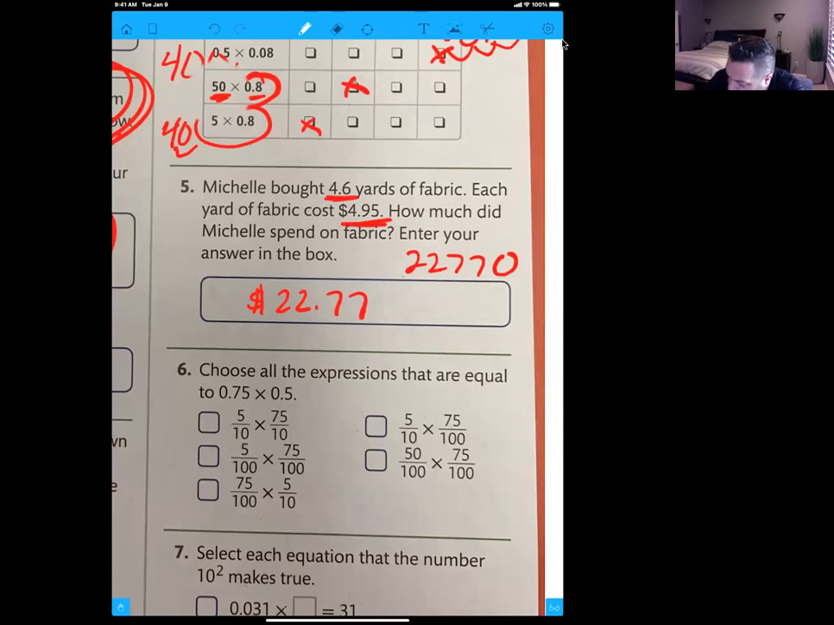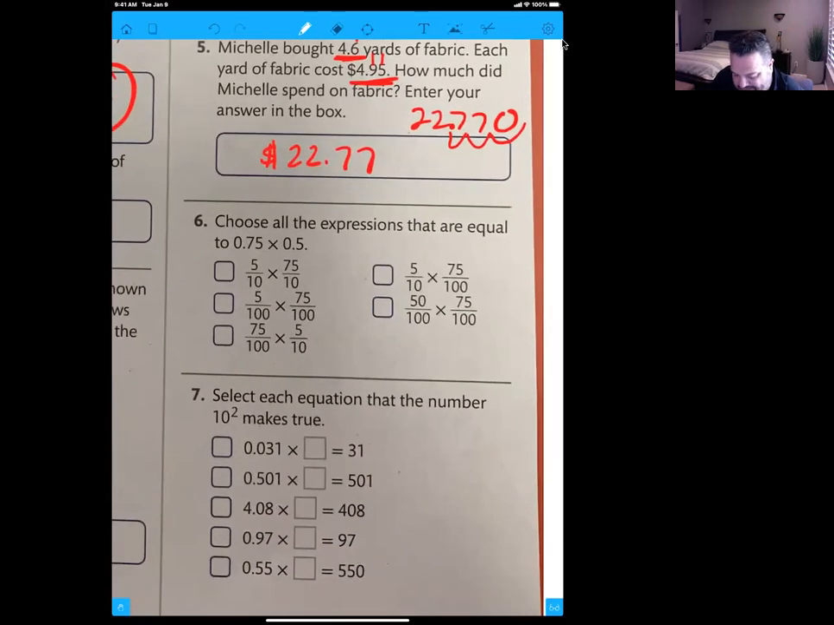Now, you've got 1, 2 spots, 3 spots for the decimal move. 1, 2, 3. It would go right there. So that's why I told you a long time ago, we got to practice our multiplication. When you're done, the decimals are an easy move, right? All right, number 6. You should get this one, and this one.